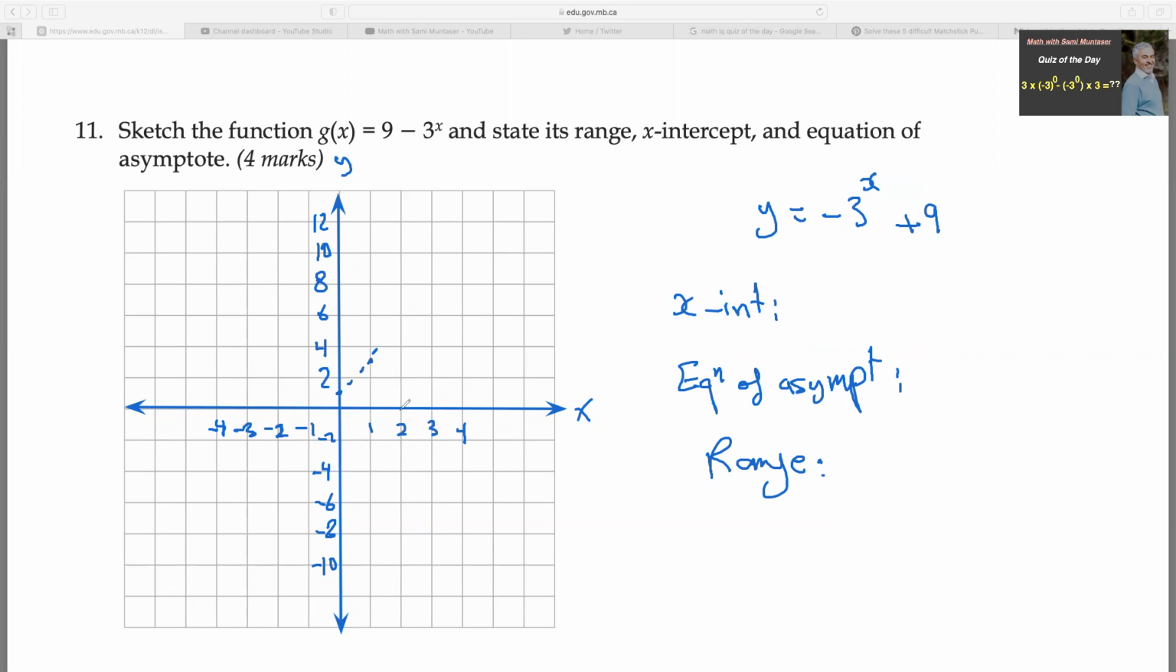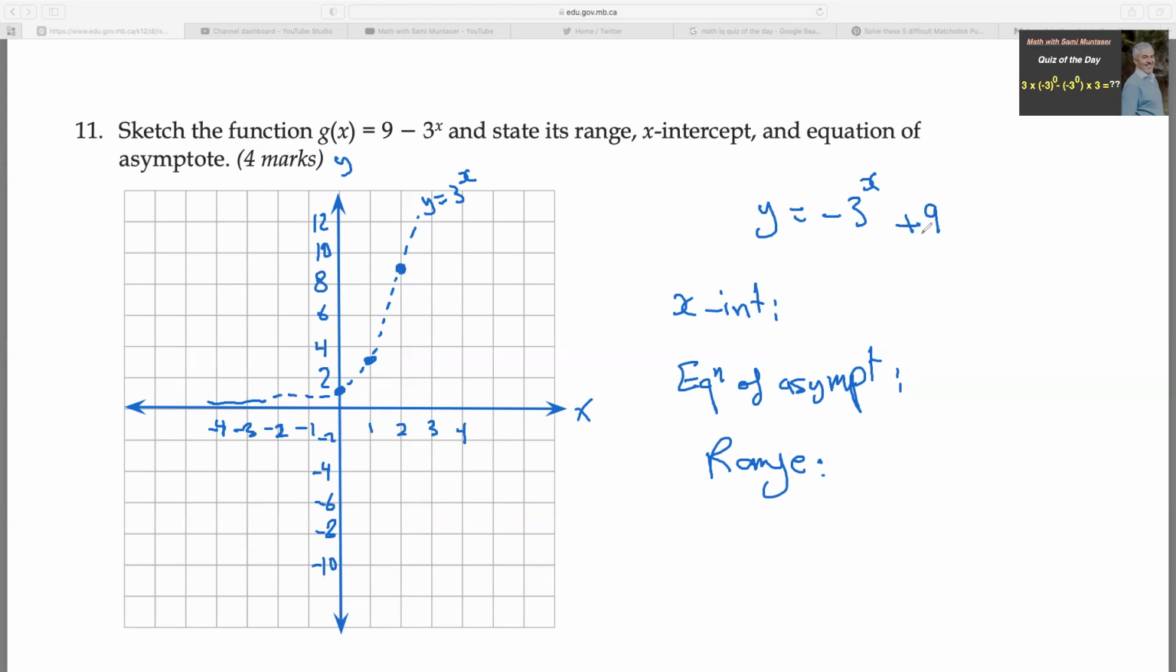And when x is 2, y would be 9. So your mother graph looks like this. Here are 1, 2, 3 important points, if you wish. That's 0 and 1, like this is y equals 3 to the x, just so you know. And then if you make x 1, then 3 to the power of 1 is 3. So when x is 1, y is 3, and when x is 2, y is 9.